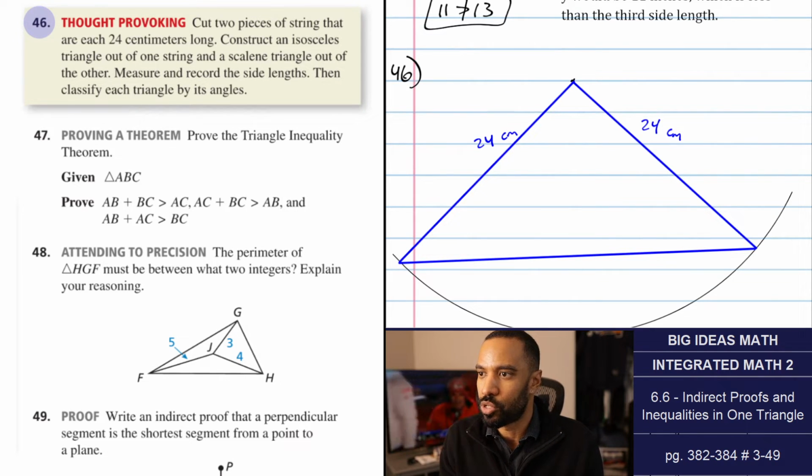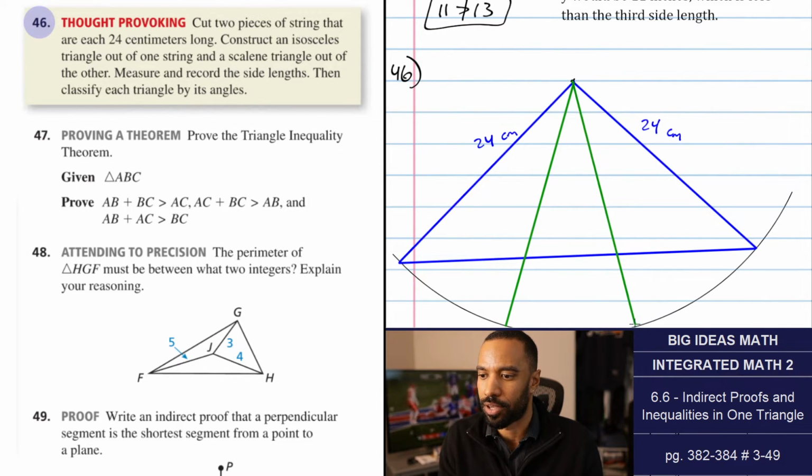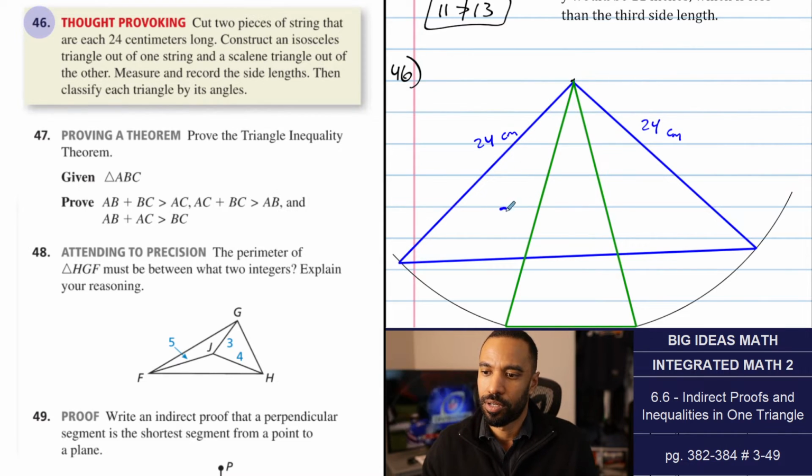Then I'm going to do another one. Let's make it green, say. And this will also be 24, and this will also be 24 like that. Okay? So 24 and 24, and then this other side length like that. All right, 24. Whoops.